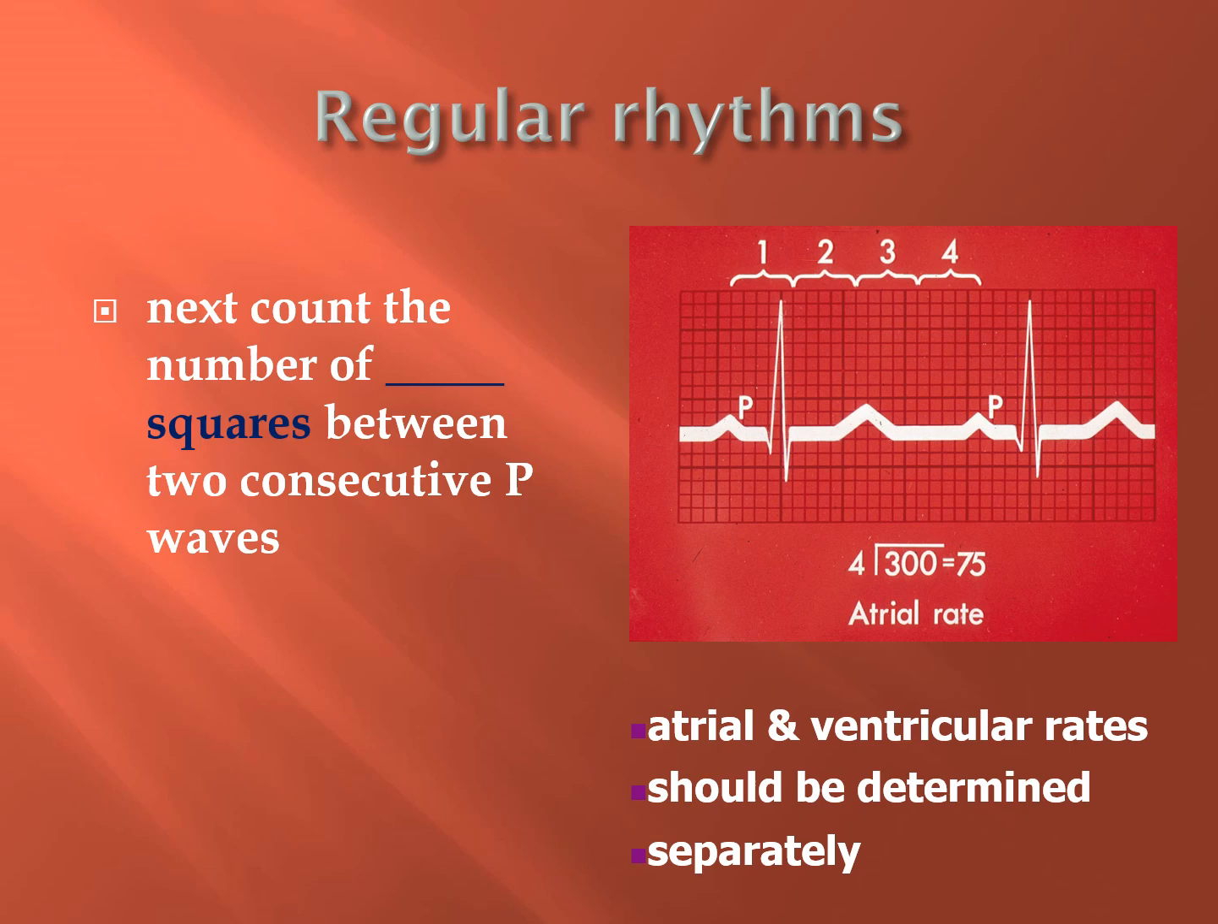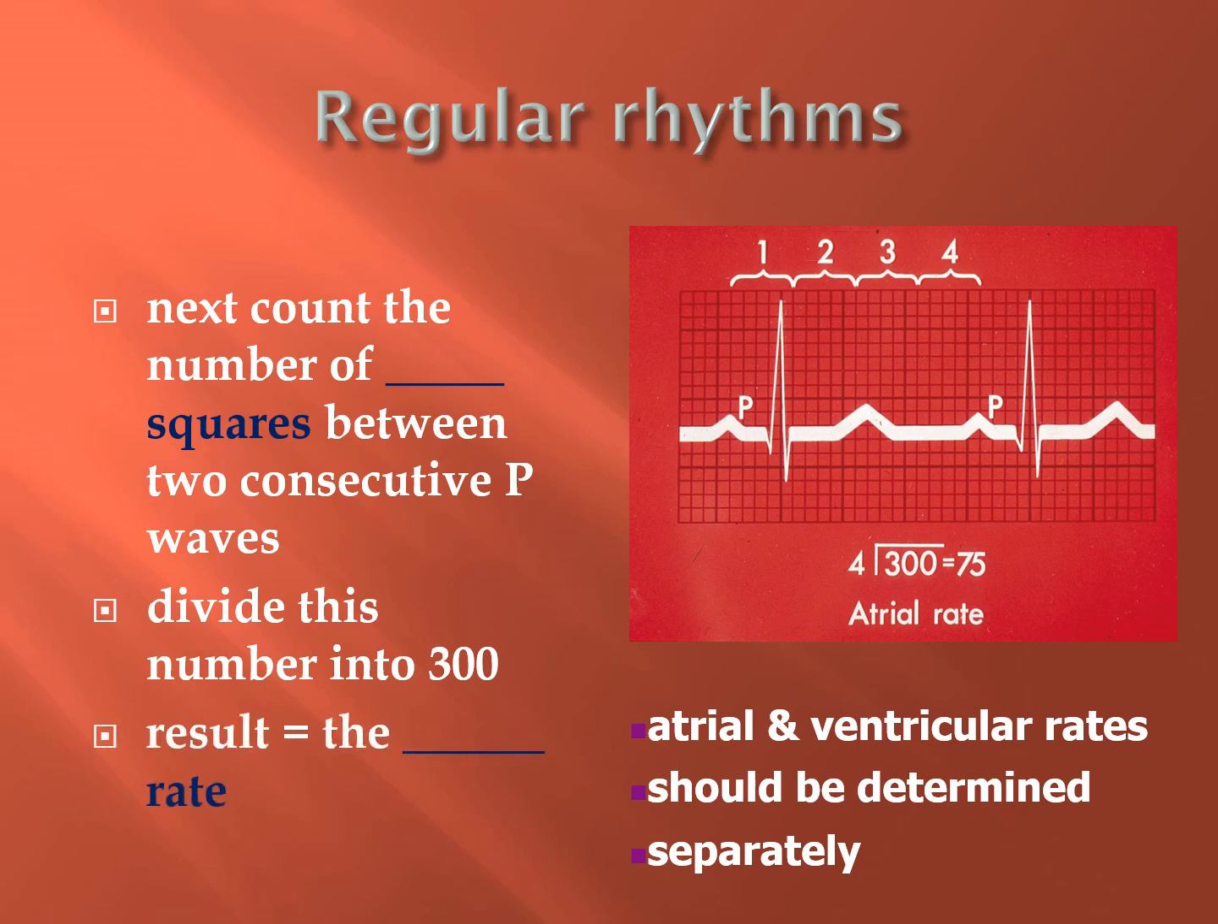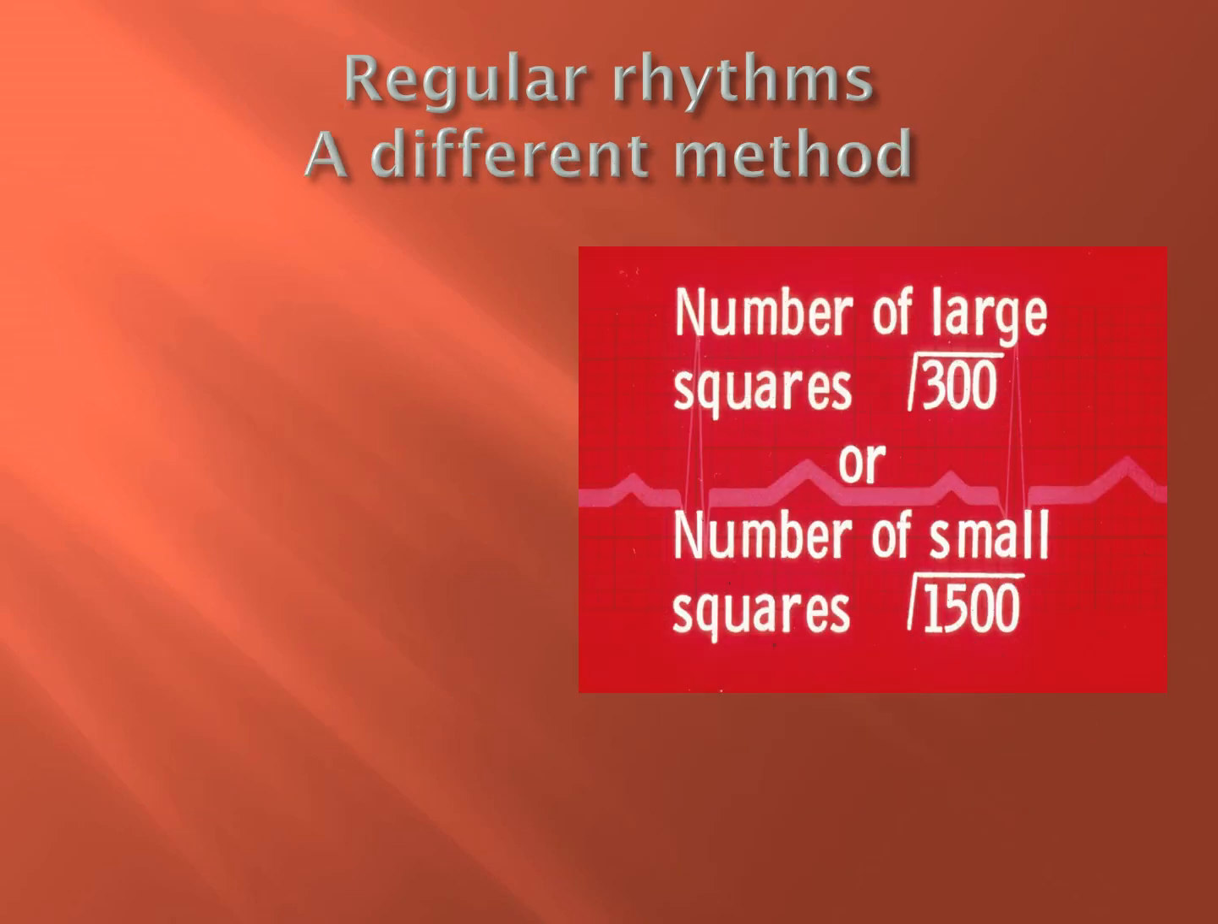For regular rhythms, this is a different method. You can count the number of small squares between P waves, and between consecutive R waves. This number is then divided into 1500. Oh, so this is the ventricular rate one, right? For the ventricular rate you look at the same thing, divided by 300 to get the ventricular rate, just like we saw in the previous one. Sorry, I was looking at the different method, the 1500. So this is the different method.